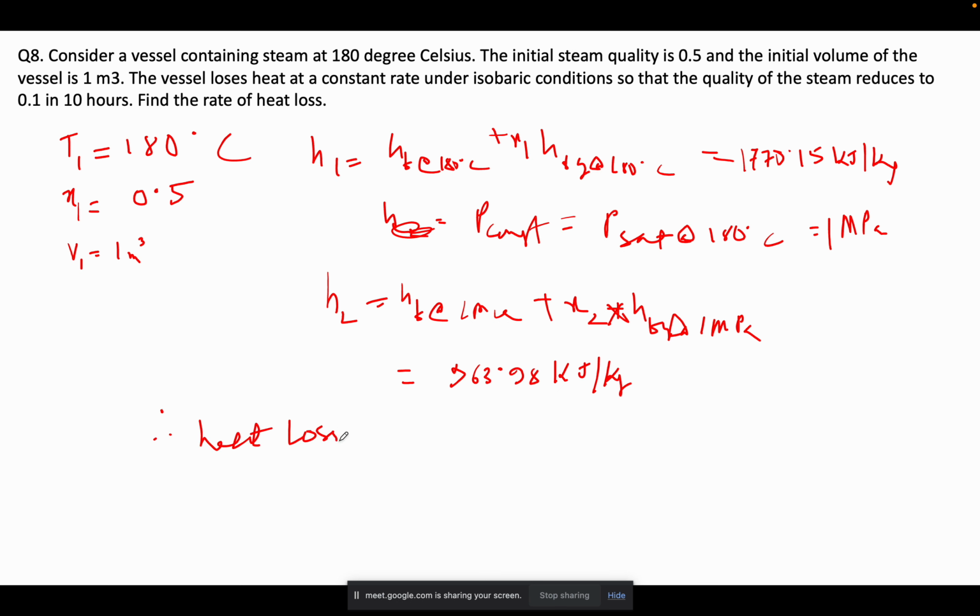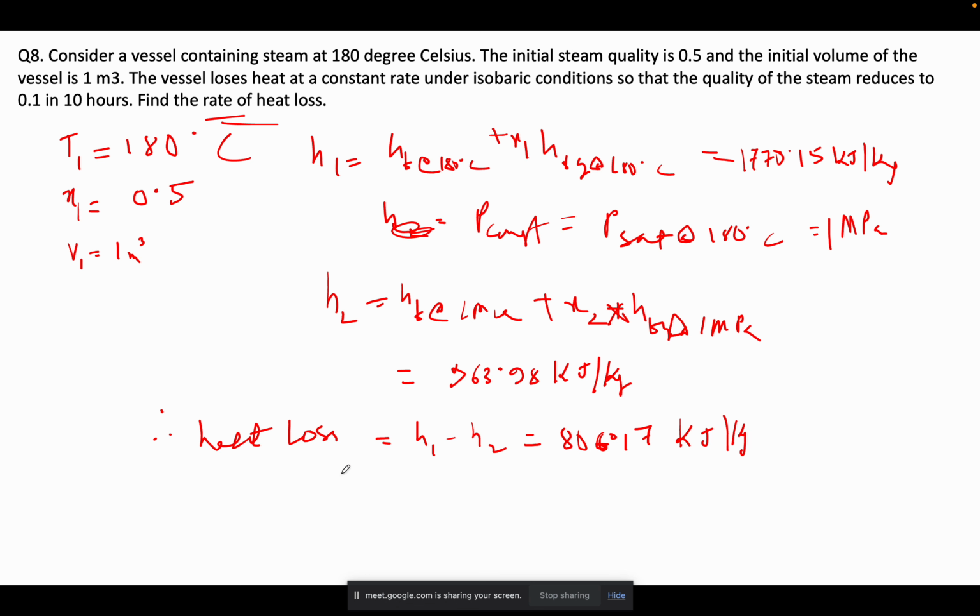Okay, now therefore heat loss is equal to h1 minus h2, and if you do this you will get 806.17 kilojoule per kg. Now this is heat loss, but you have to calculate the rate of heat loss, and for that you have to multiply this with m dot. Now how will you calculate the m dot? You already know the time, so you just need to know the mass and then divide by time.